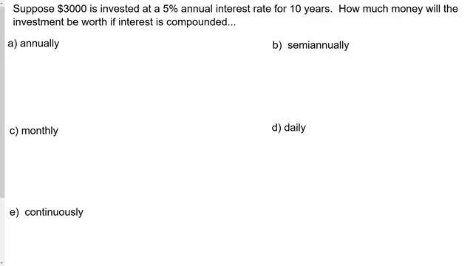So for parts A, B, C, and D, we're going to use this formula: A equals P times (1 plus r over n) to the nt, because that's the non-continuous compounding when you have a fixed number of times per year. And for part E, we're going to use the continuously compounded formula, A equals Pe to the rt.